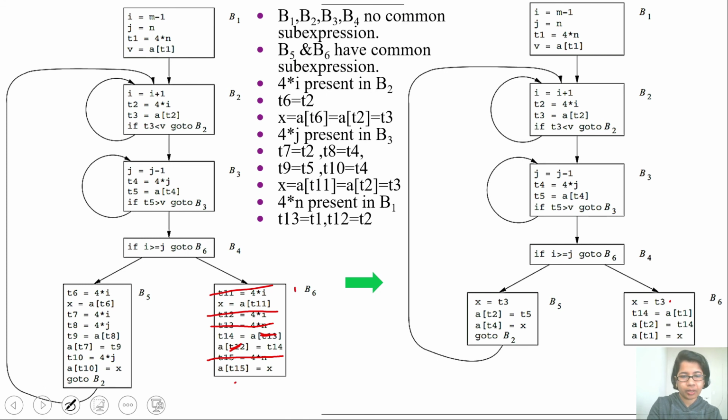Previously there were 1, 2, 3, 4, 5, 6, 7, 8 statements. Now there are just 4 statements in block 6. So this is a global common sub-expression elimination. We are eliminating common sub-expression from one block by seeing another block. If we eliminate common sub-expression within a block, that is called a local common sub-expression elimination. If we eliminate by watching another block, then that is a global common sub-expression elimination.